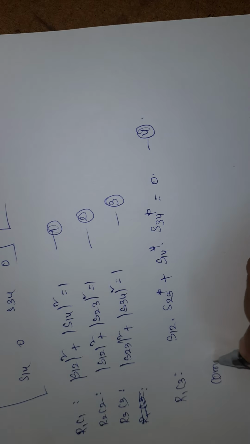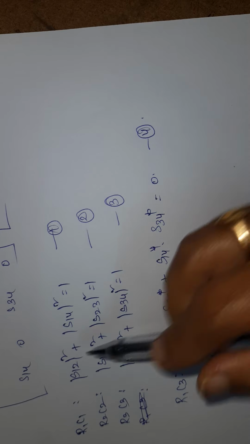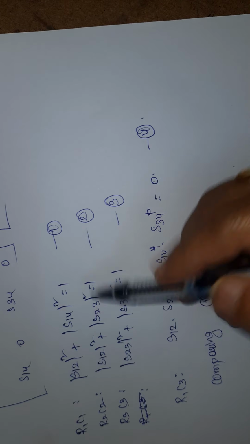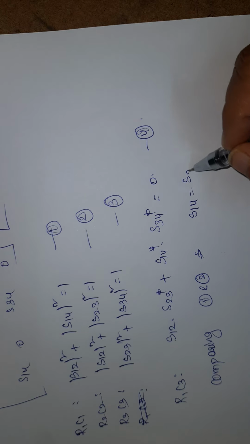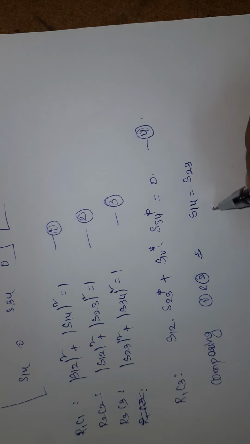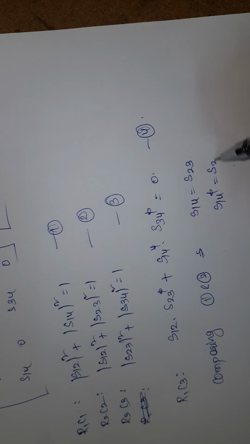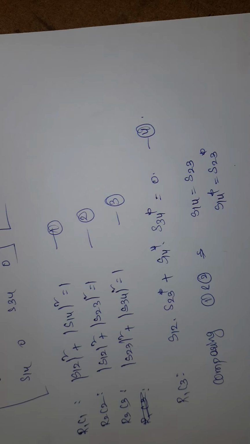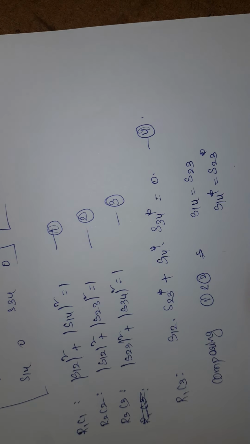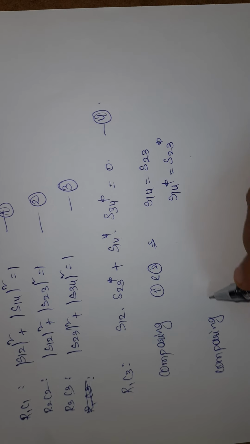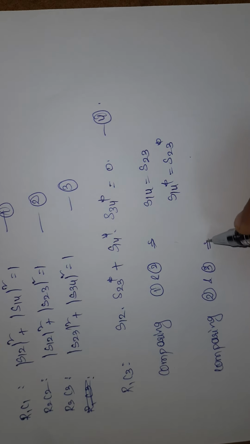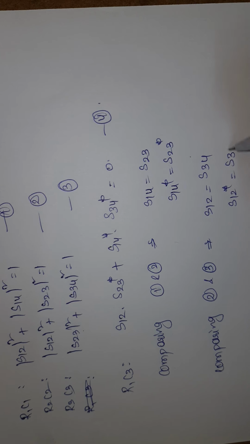Now I am assuming these are equations 1, 2, 3, 4. So I am comparing equations 1 and 2. What I got: S14 is equal to S23, or S14 star is equal to S23 star, we can write. Comparing equations 2 and 3: S12 is equal to S34, or S12 star is equal to S34 star.